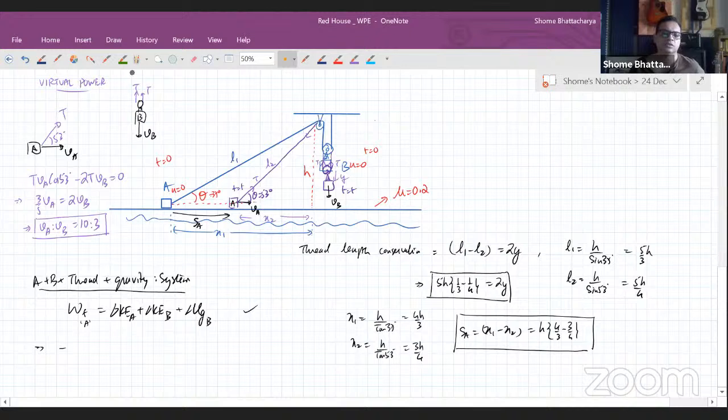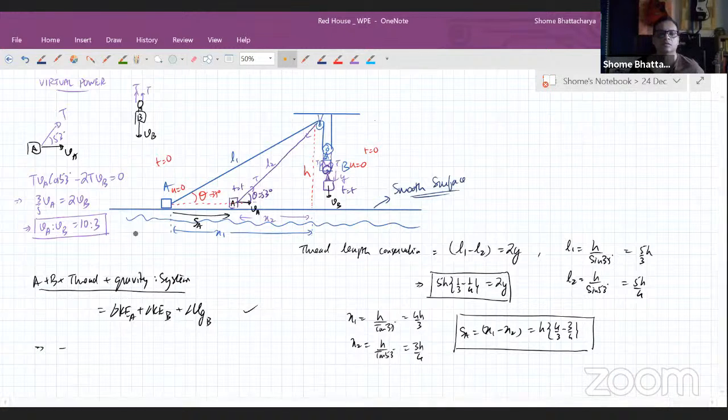okay, let's do one thing. Here, let's remove friction. Let's make this a smooth surface because work done by friction will not be possible to calculate. So this is a smooth surface, so you don't need to calculate. So just make this correction here, people. This should be a smooth surface.